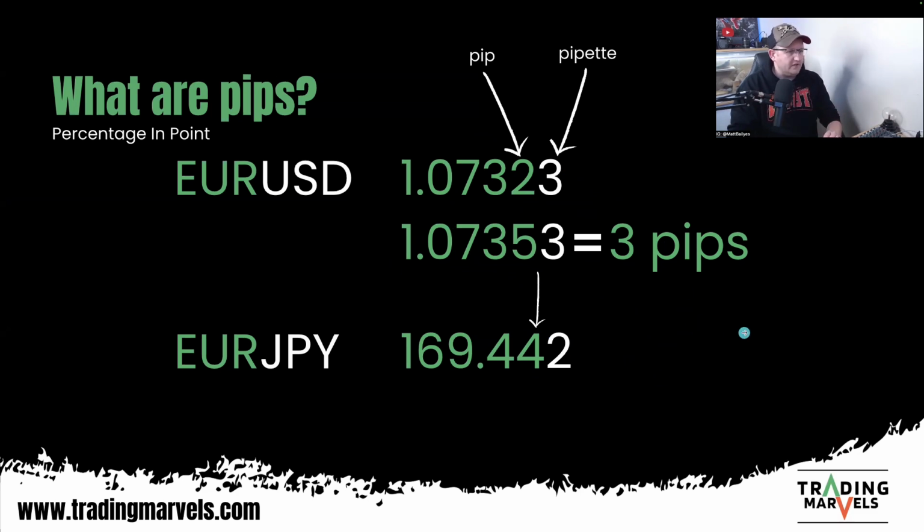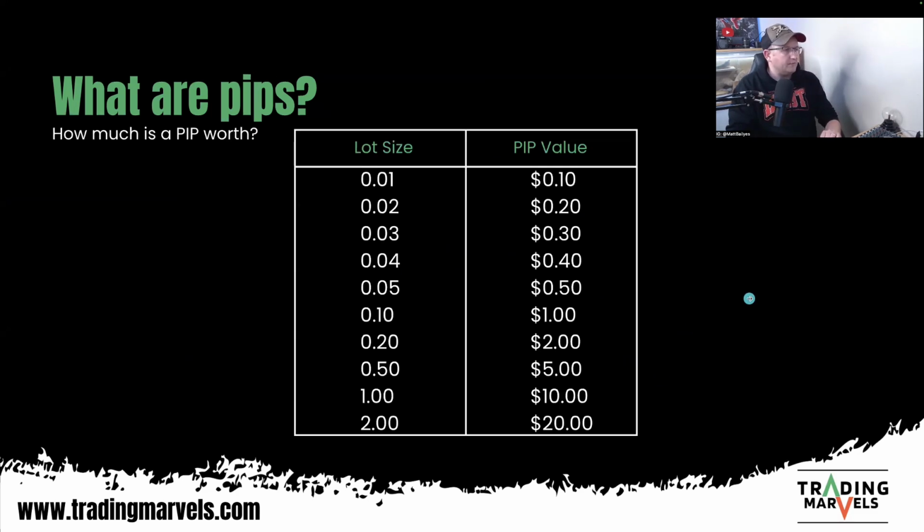So if we go on to the next slide, right. So how much is the pip worth? This is where it gets a little bit confusing. So when we come to trading, when we come to placing a trade, we need to decide what is our lot size. Like basically, how much are we going to bet? How much money are we going to put on the table that the trade is going to go in a way that you want it to go?